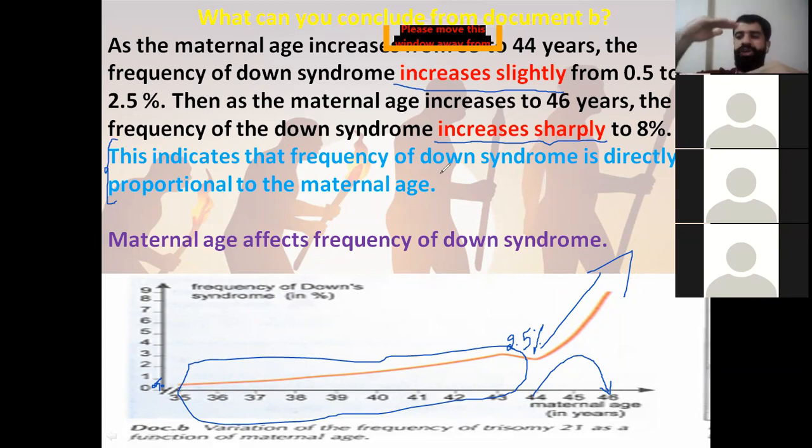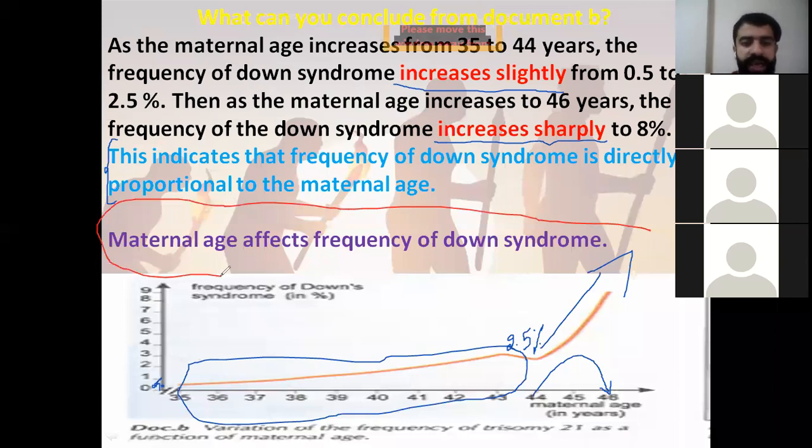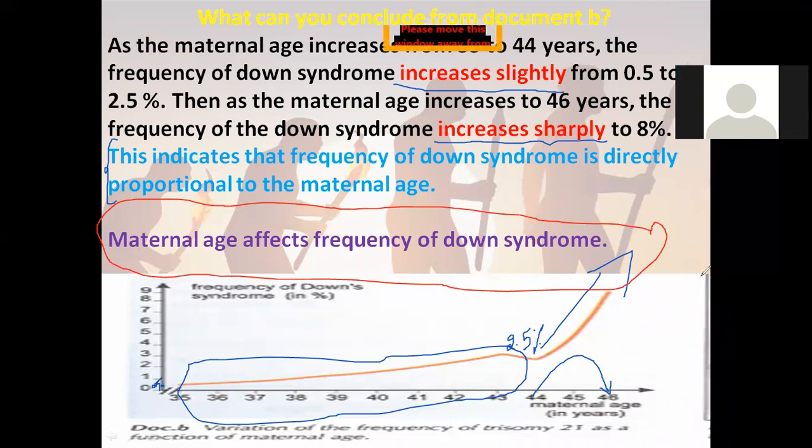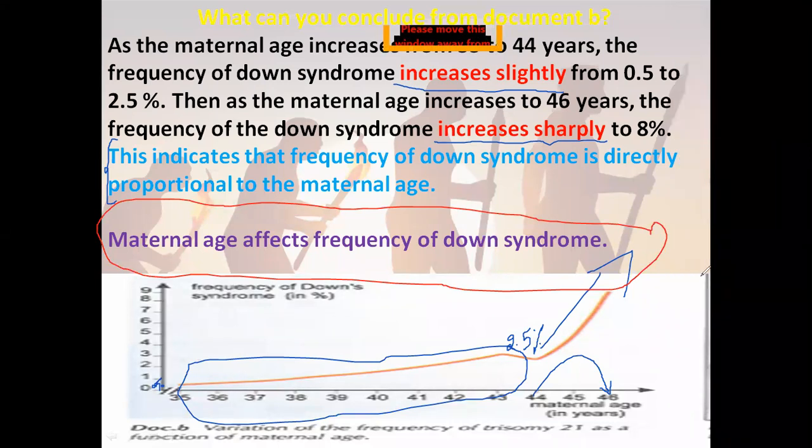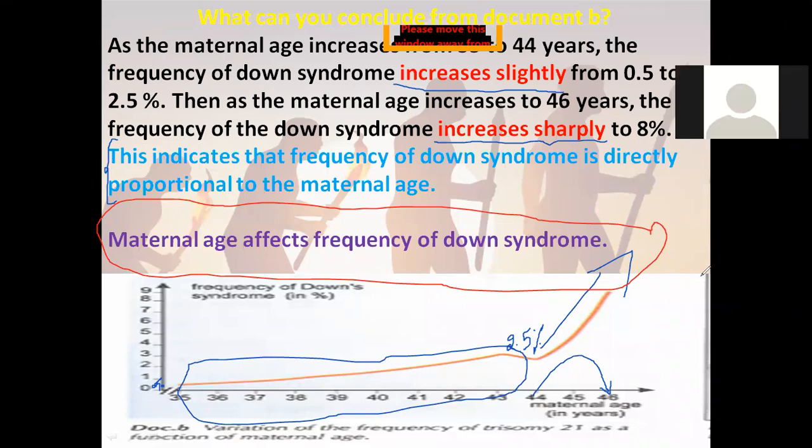So as the maternal age increases, the frequency of the Down syndrome increases. As the maternal age decreases, it will also decrease. So the chance of having a child after 43 or 44 for the maternal age carries a high risk of having children with trisomy or with the Down syndrome. Conclusion: maternal age affects the frequency of the Down syndrome, so it increases the chance of having the Down syndrome. So you have to pay attention to this. The chance is increasing with the increase in the maternal age.